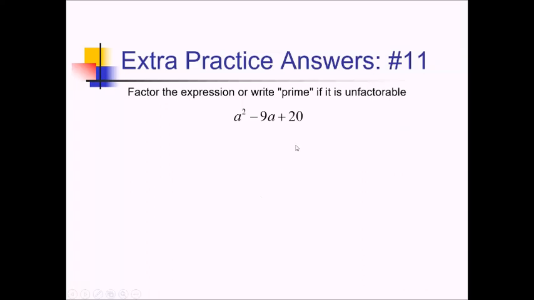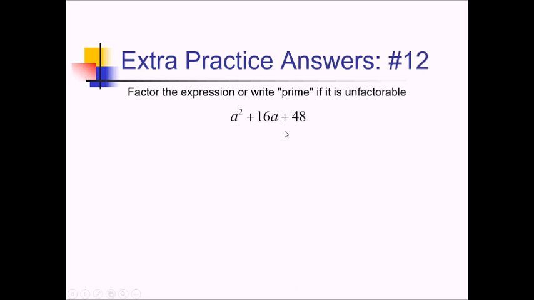To factor this trinomial, I need factors of 20 that add up to negative 9. Our factors have to have the same sign because we're multiplying to get a positive, and they're both negative since we add up to get a negative. So we've got 1 and 20 is not going to work. Adds up to 21, not 9. 2 and 10 adds up to 12. Let's see here. 4 and 5. Well, if I had negative 4 and negative 5, that adds up to negative 9. So then I'll write a minus 4, a minus 5.